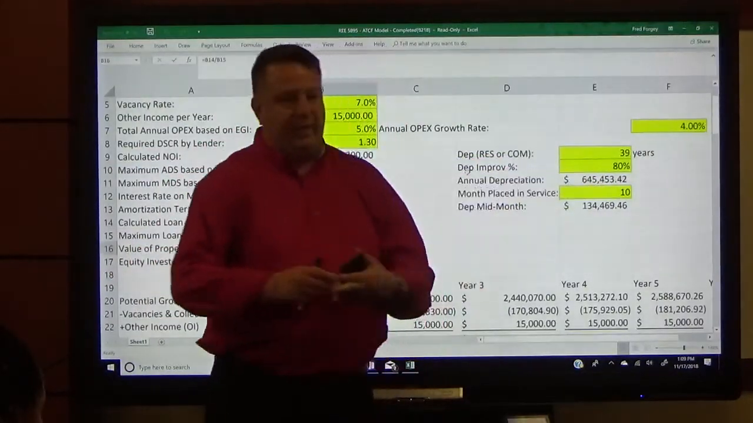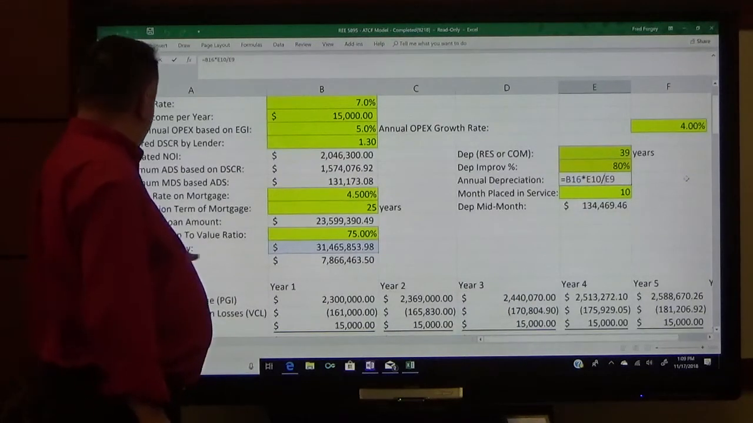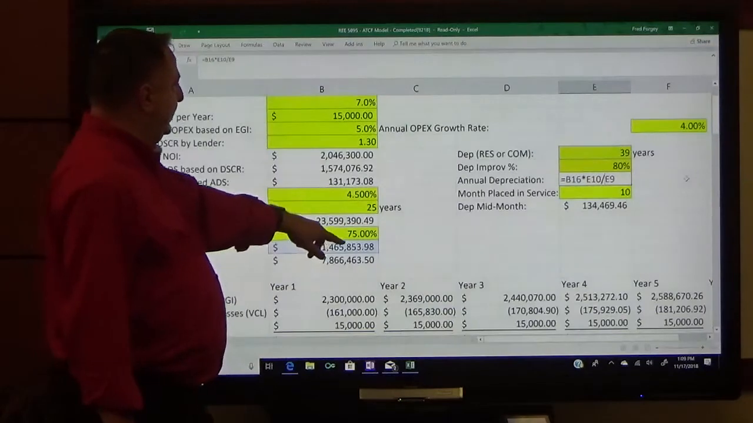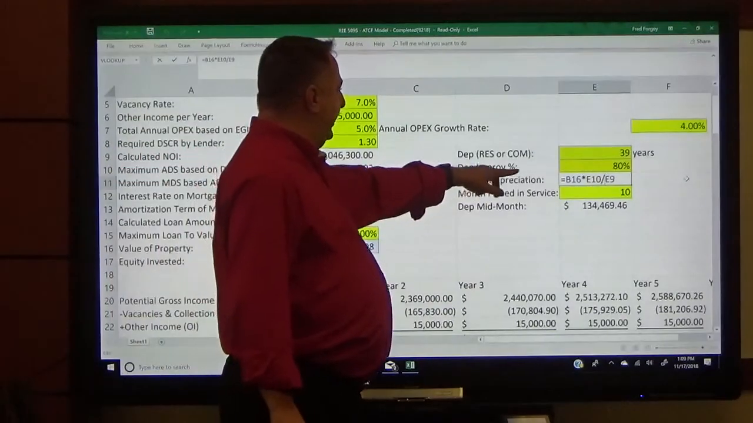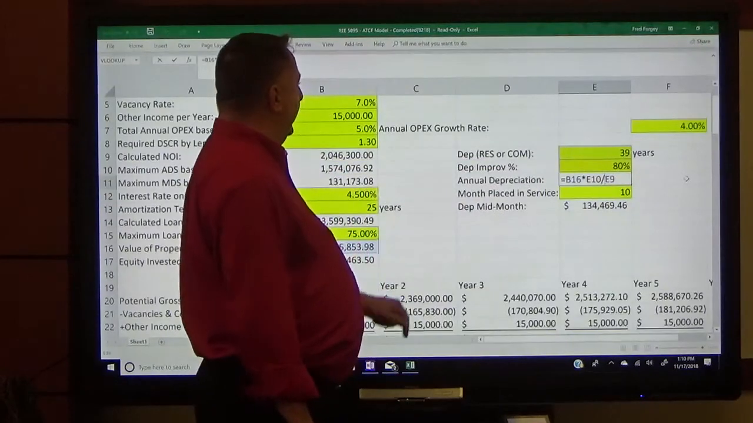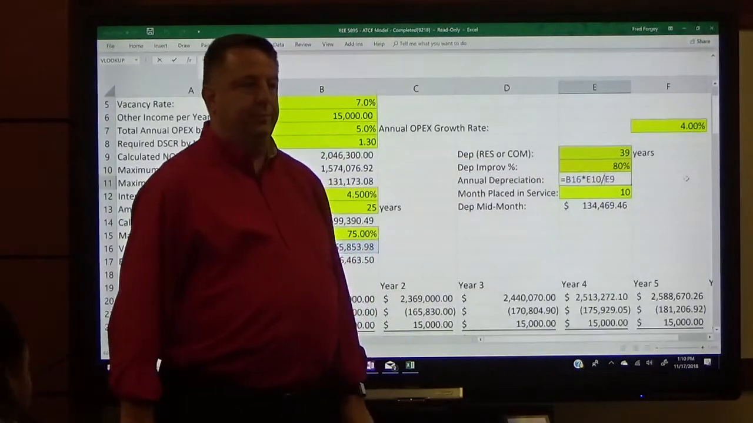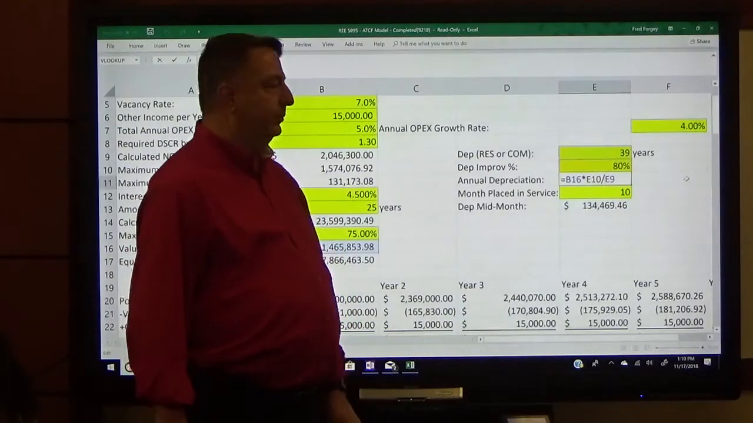Now take a look at how that number was calculated. You see that all that was done was just what I described. There's nothing more than coming over here, getting the value of the property, multiplying that by the 80%, and then dividing by the 39 years. Everybody good? Okay.